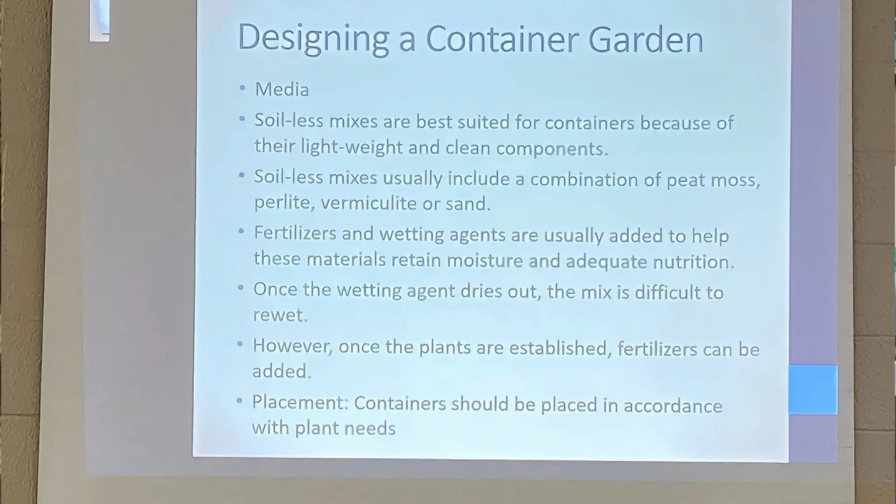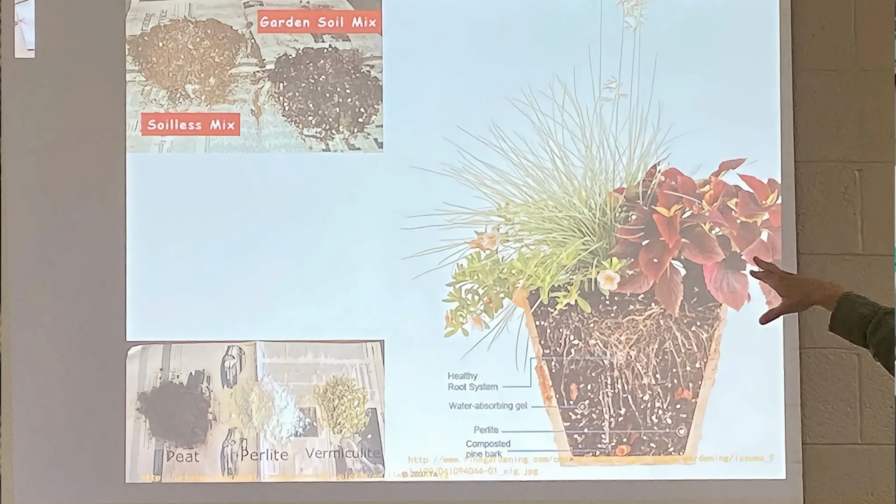Once the wetting agent dries out, the mix is difficult to re-wet. However, once the plants are established, fertilizers can be added. Containers should be placed in accordance with plant needs. And there's kind of what the container would look like: soilless mix, garden soil mix, peat, perlite, vermiculite, and there's like the inside of the pot.